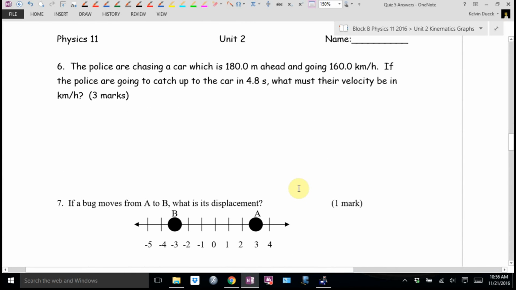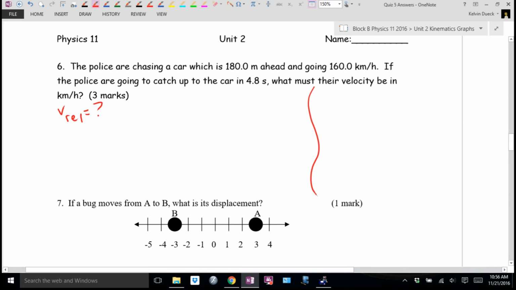I like number 6. Number 6 is a nice question. Police are chasing a car. Oh, this question wants me to find what must be the velocity. I'm not going to find the velocity. I'm going to find the relative velocity. And then over here, I'll find the actual velocity.